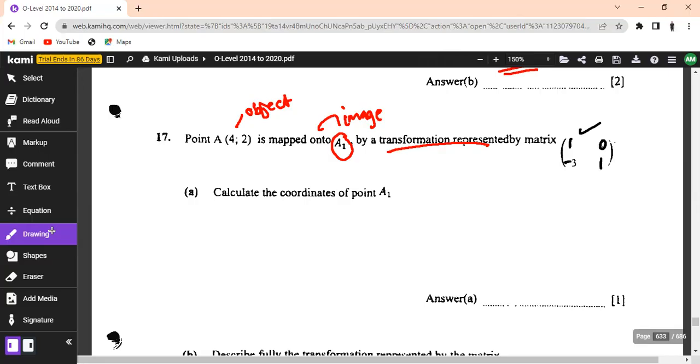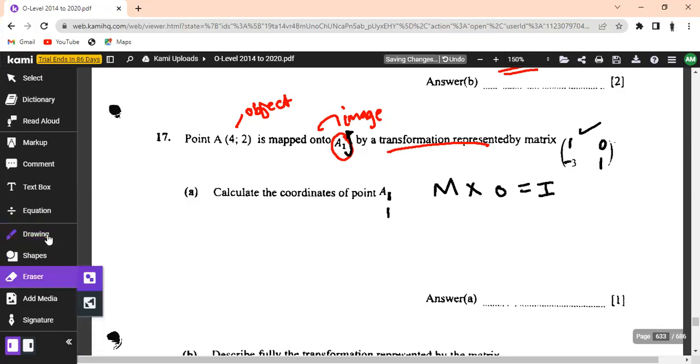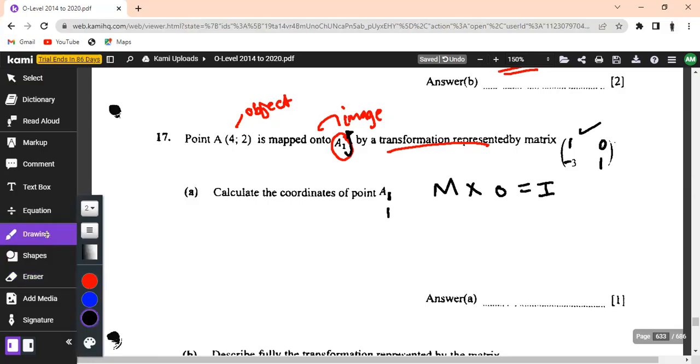So the question is, calculate the coordinates of point A1, the image. Remember, I told you the relationship on matrices using transformation: whenever you are given a matrix, it's matrix times the object, and you obtain the image. Matrix times object is equal to image. So you have got the matrix, no need to worry. It's 1, 0, minus 3 and 1. So that's your matrix times the object.